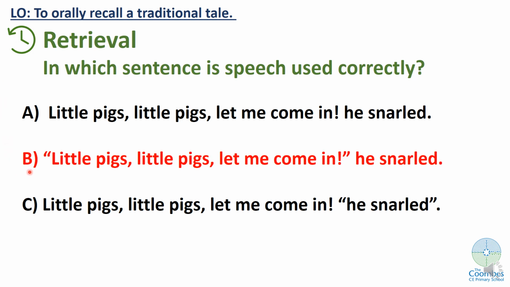And here's the answer. So well done if you got it right. So it is B. Little pigs, let me come in, he snarled. And this is what the wolf is saying. And that's in the speech marks, in the inverted commas. So the wolf is saying, little pigs, let me come in. That's the bit that's in the speech marks. Well done if you could remember that.